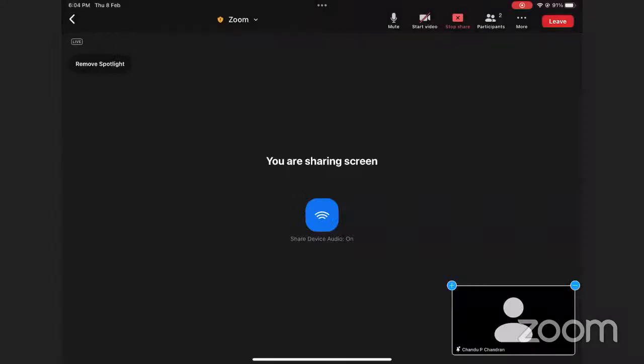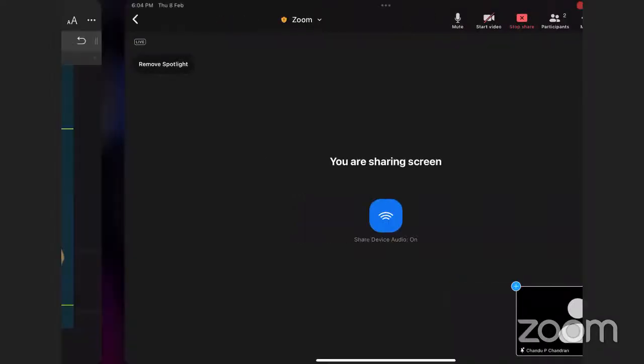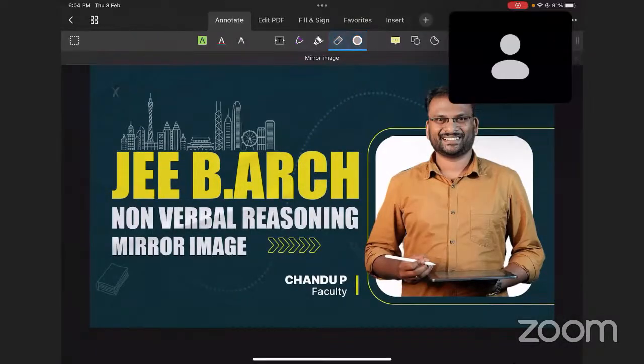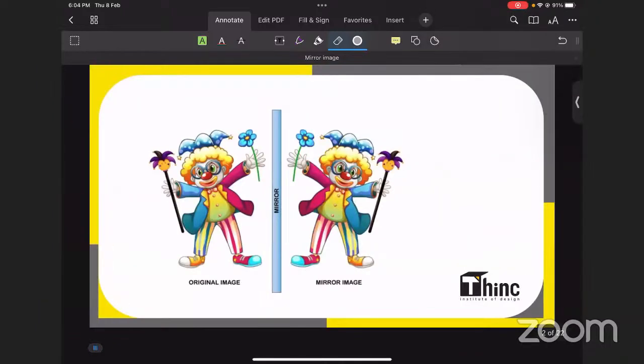So in mirror image, there are a few techniques. We can call them literally techniques, or some shortcuts or some rules to follow. For example, you can see a person, a clown, over here. His original image and his mirror image you can find here. Identify what has happened in the mirror image. Mirror image, we also call it a reflected image. So what is the difference that has happened here?